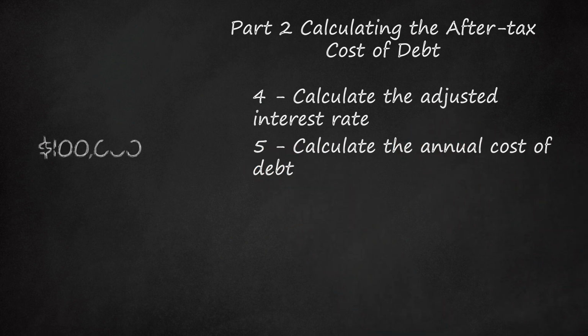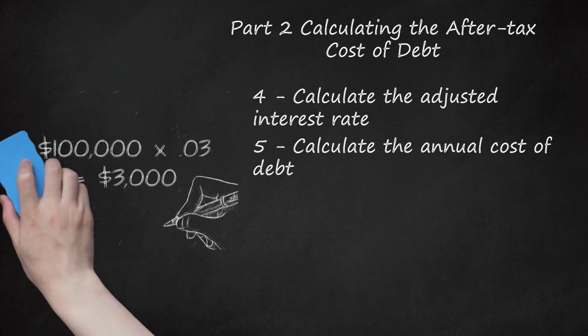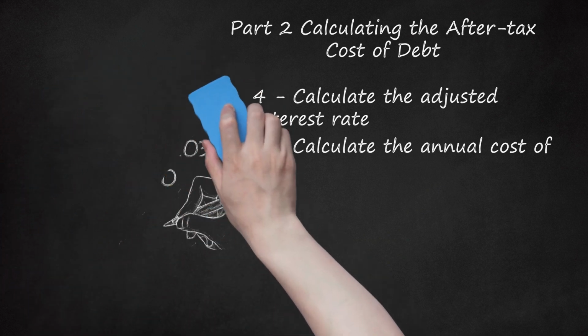To calculate the annual cost of debt, multiply the after-tax interest rate of the debt by the principal amount of the debt. For example, suppose the principal value of the bond is $100,000 and the adjusted after-tax interest rate is 3%. The annual cost of debt can be calculated with the equation $100,000 x 0.03 equals $3,000. In this example, the annual cost of the bond issue is $3,000.